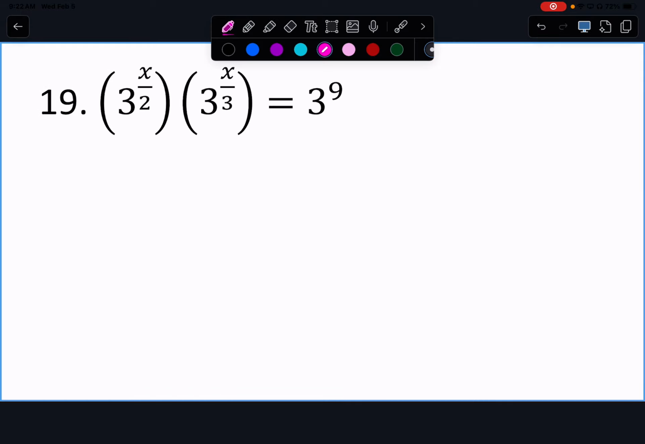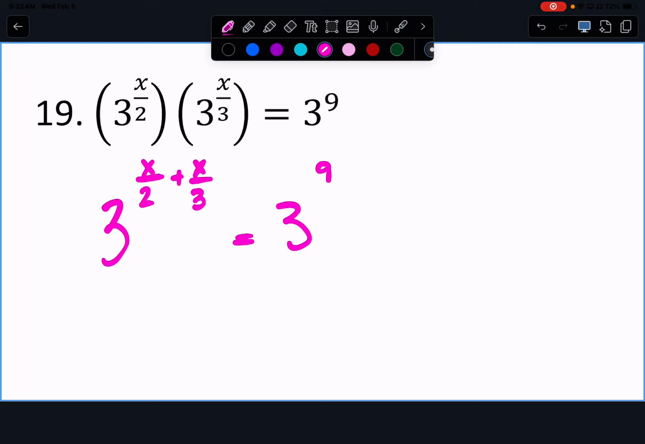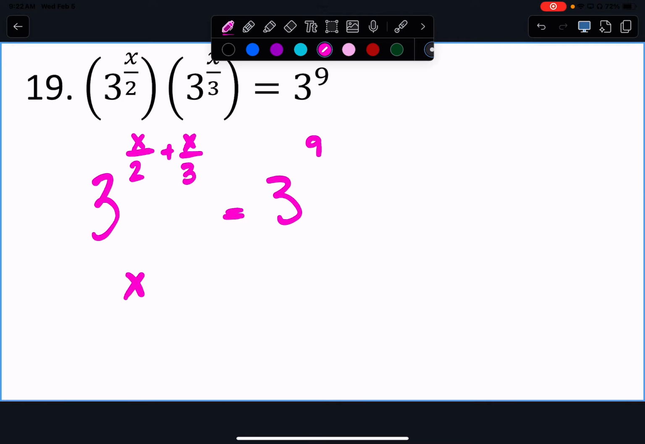Threes. All right, number 19. Okay, this one has 2 exponents on one side. But I am multiplying them together. So what do I need to do with those exponents? Add. So that is the same thing as saying x divided by 2 plus x divided by 3 is equal to 3 to the 9th. Now, do I need to do anything to my bases? They're good. So we can do x over 2 plus x over 3 is equal to 9.